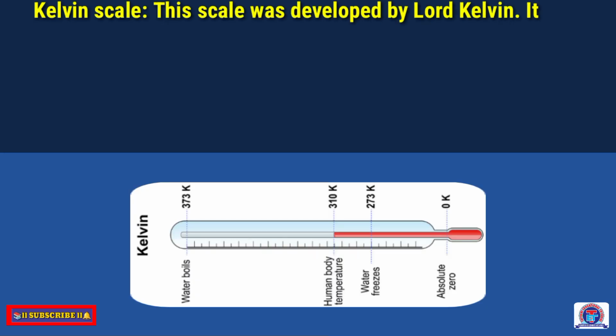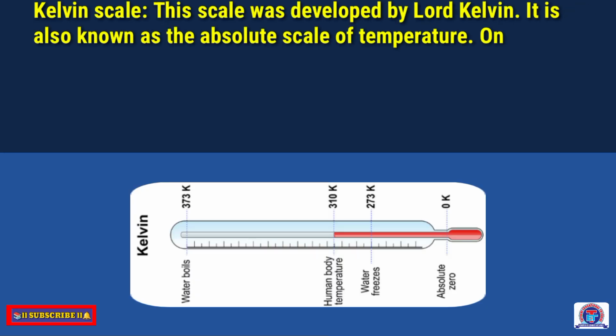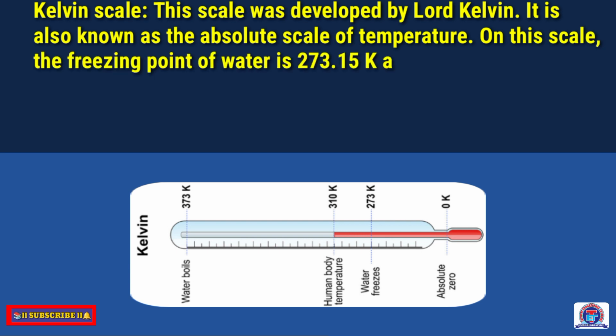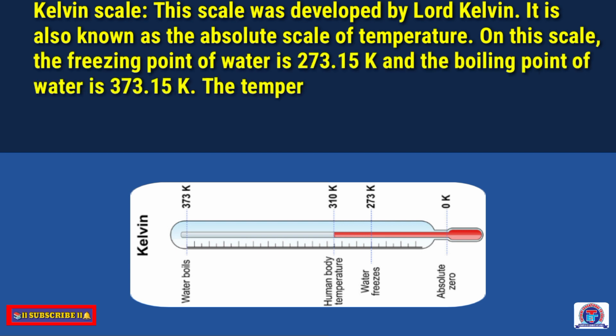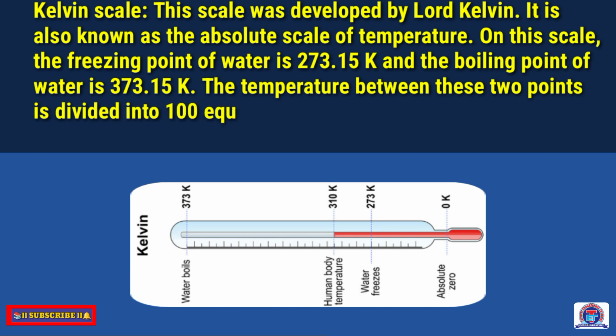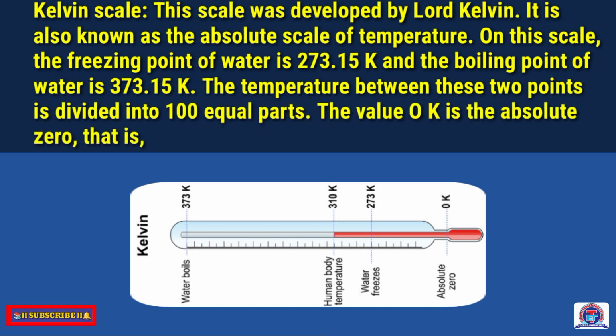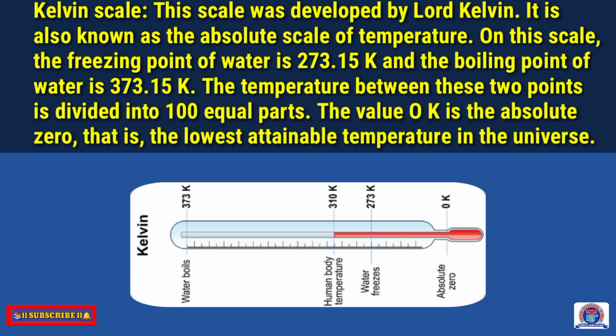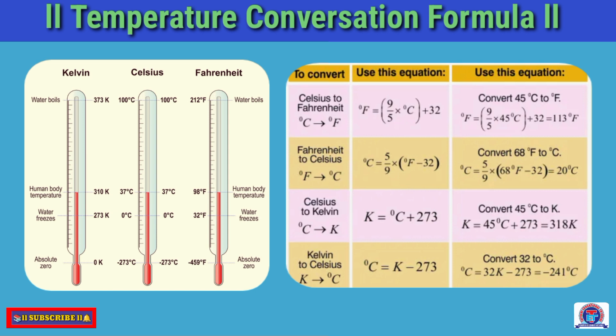Now, Kelvin scale. This scale was developed by Lord Kelvin. It is also known as the absolute scale of temperature. On this scale, the freezing point of water is 273.15 Kelvin and the boiling point of water is 373.15 Kelvin. The temperature between these 2 points is divided into 100 equal parts. The value of 0 K is absolute zero. That is the lowest attainable temperature on the scale.